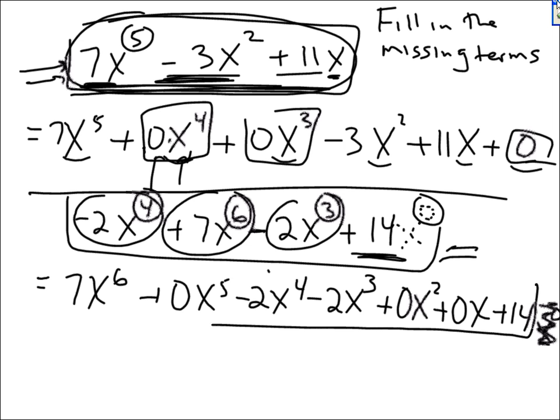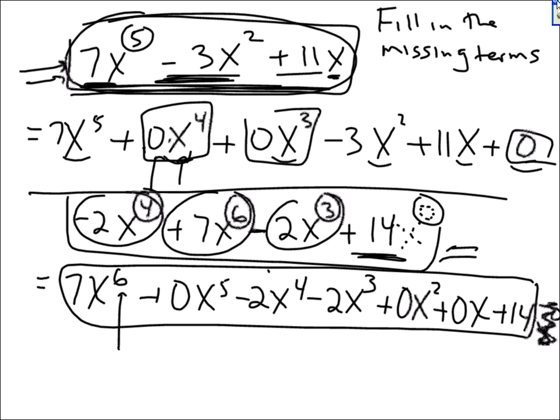And there is your answer, in descending order, and the missing terms are filled in. You have to have an x to the 6th, an x to the 5, an x to the 4, an x to the 3, an x to the 2, an x, and a constant. When they say, fill in the missing terms.